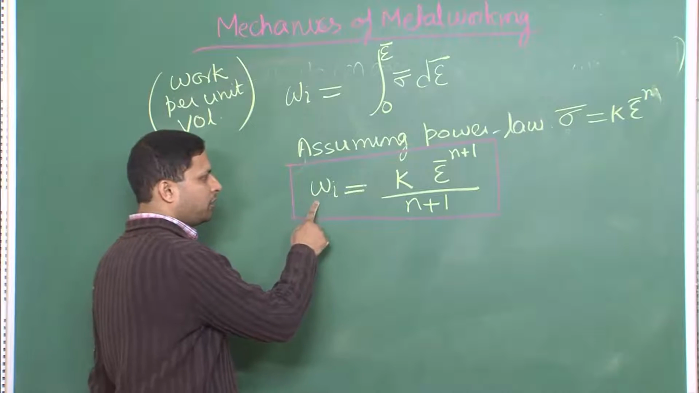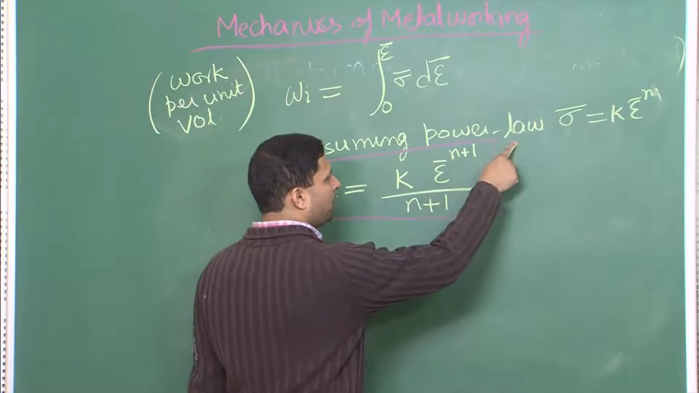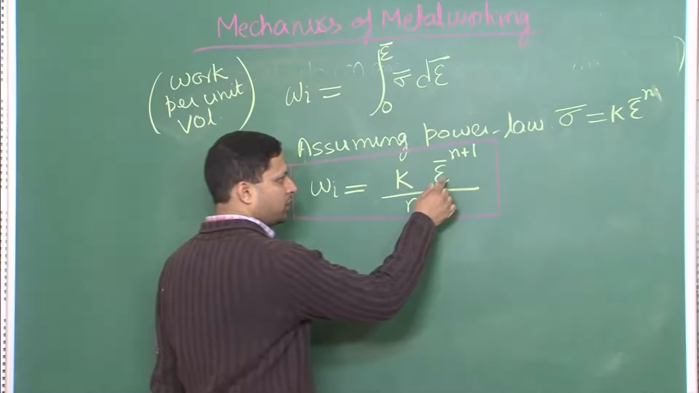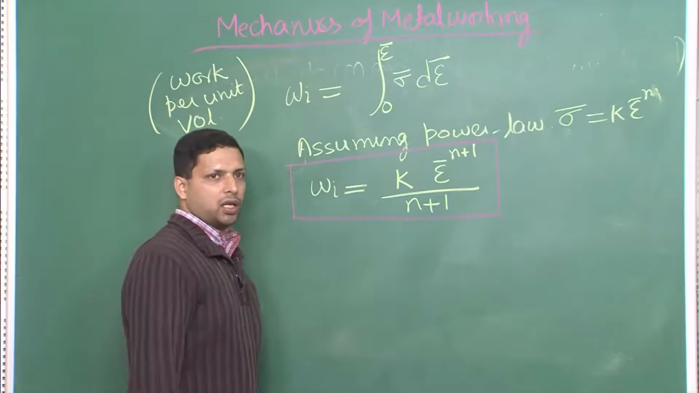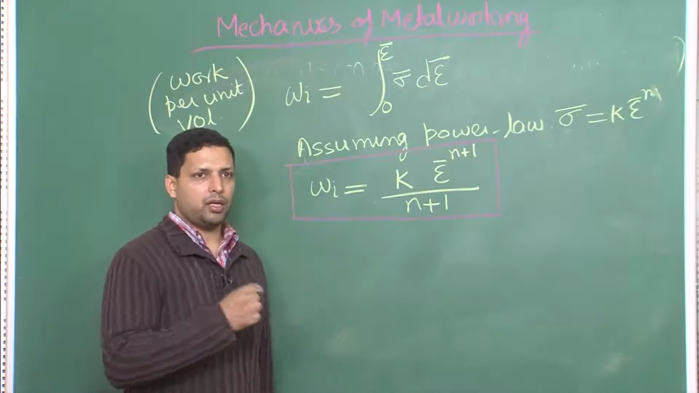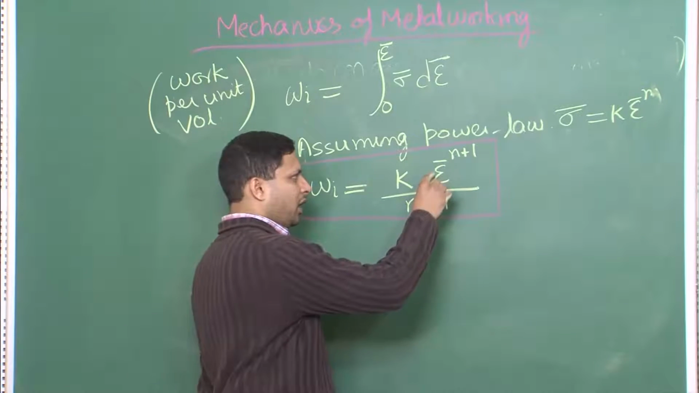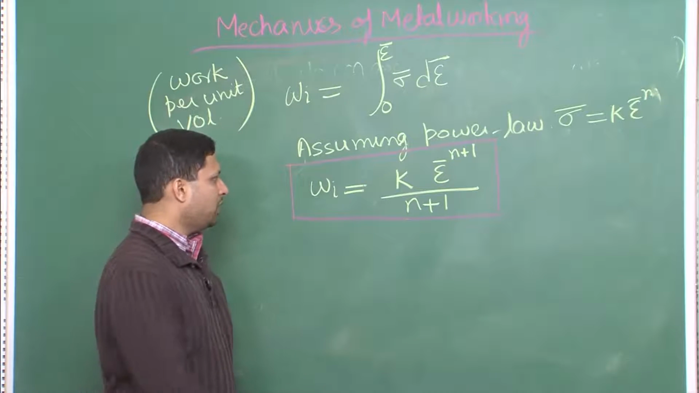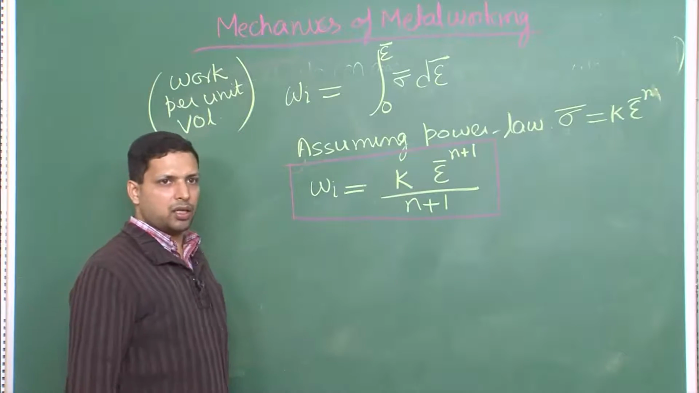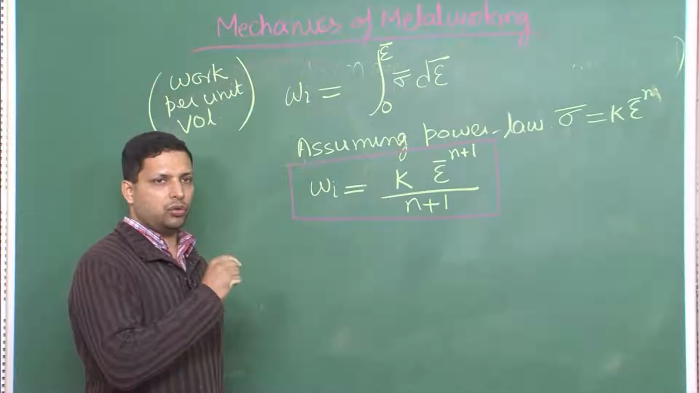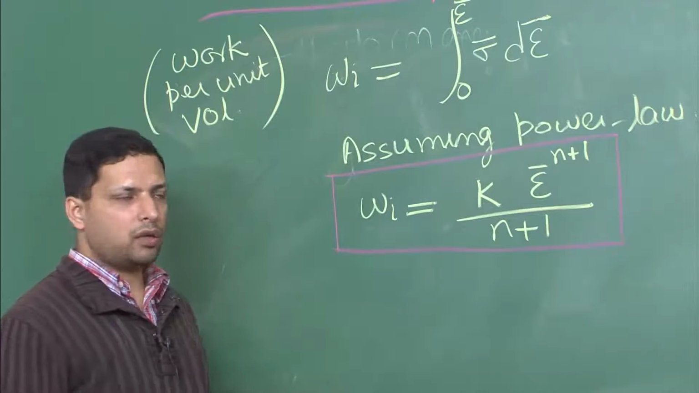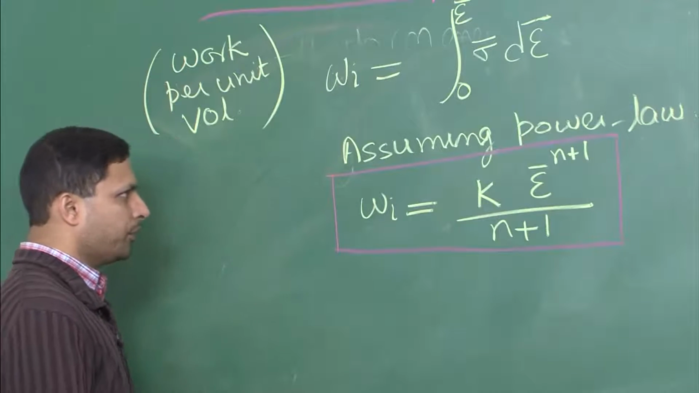This is ideal work per unit volume, assuming a power law behavior, and it can be given by this, where let us say this is the total strain that was to be given to the material, or whatever element that we are talking about. In that element, if this is the total strain that was to be given, this equation gives you the total work done per unit volume.